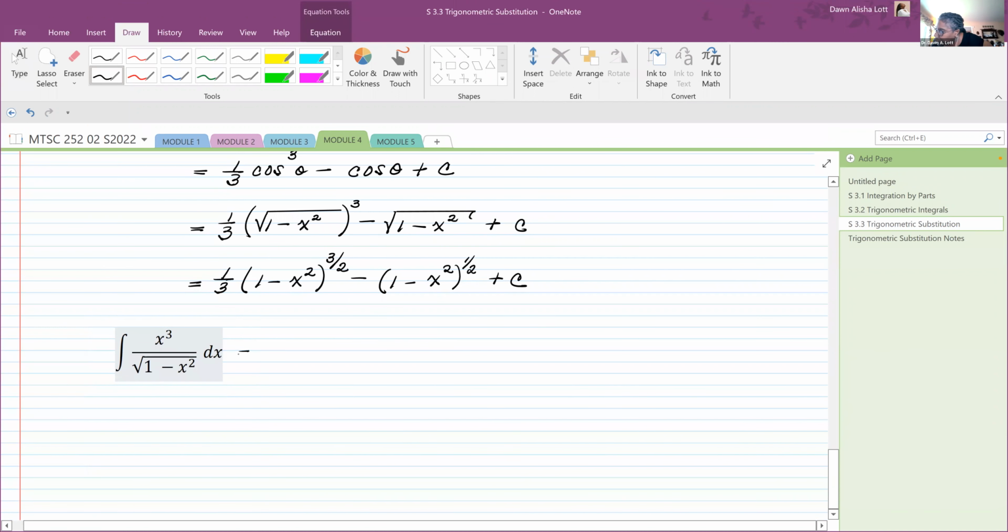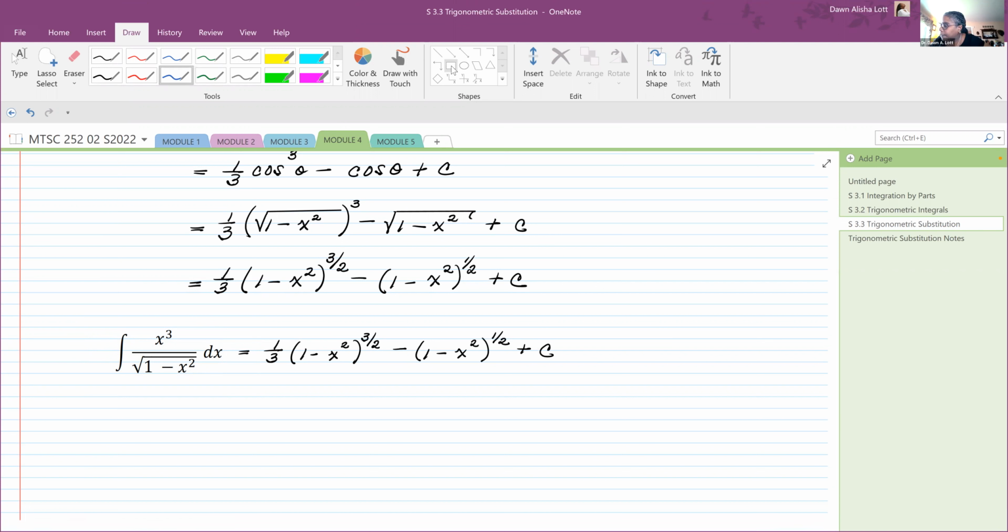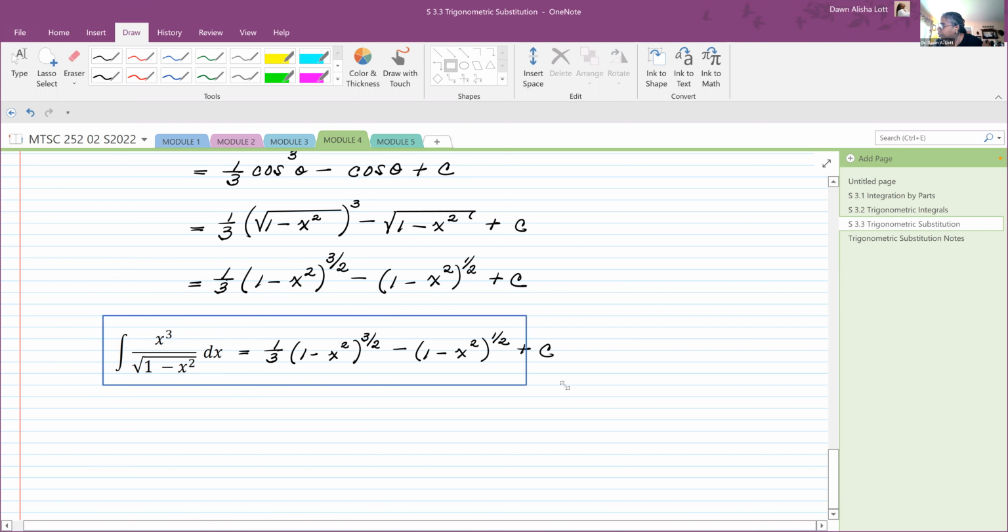This guy is equal to 1/3 times 1 minus x squared to the 3/2 power minus 1 minus x squared to the 1/2 power plus a constant. Okay. All done. Nice and beautiful. Any questions about that one?